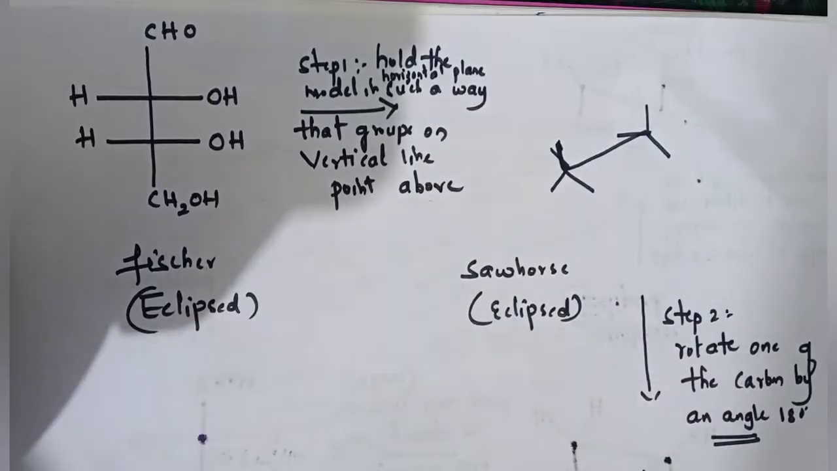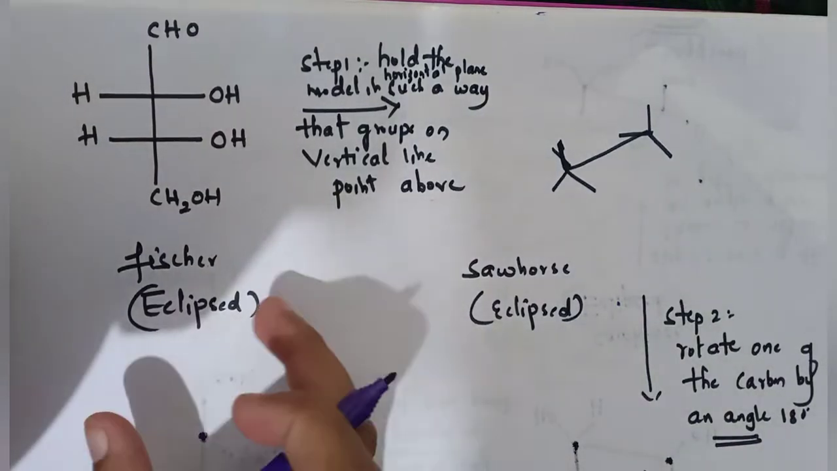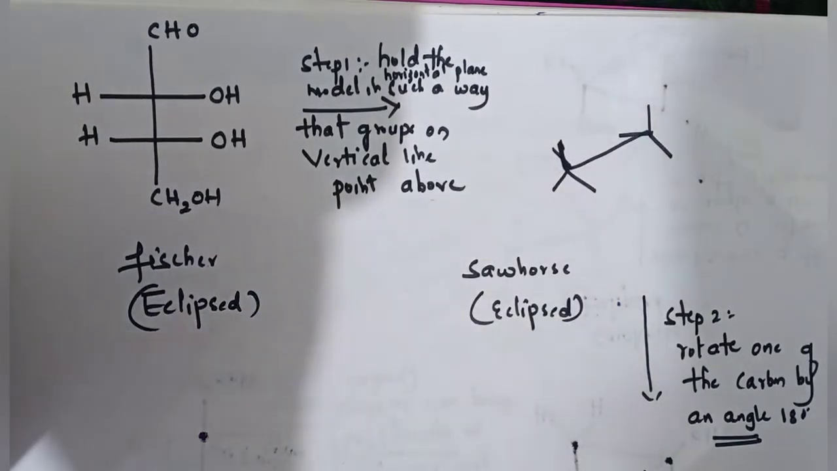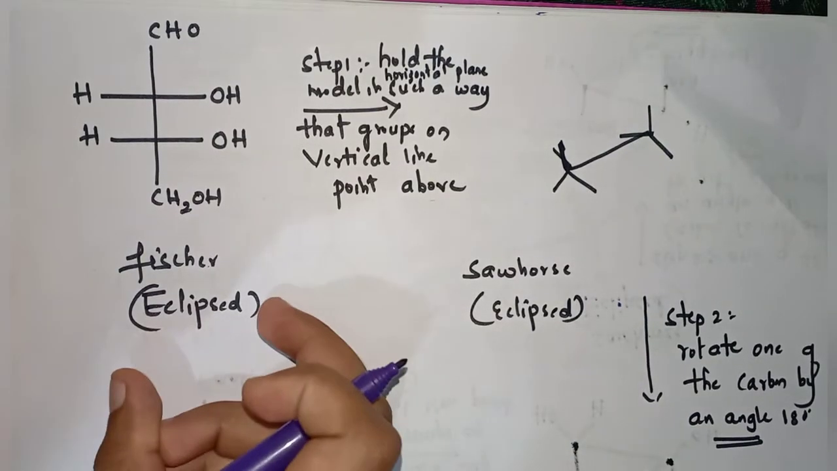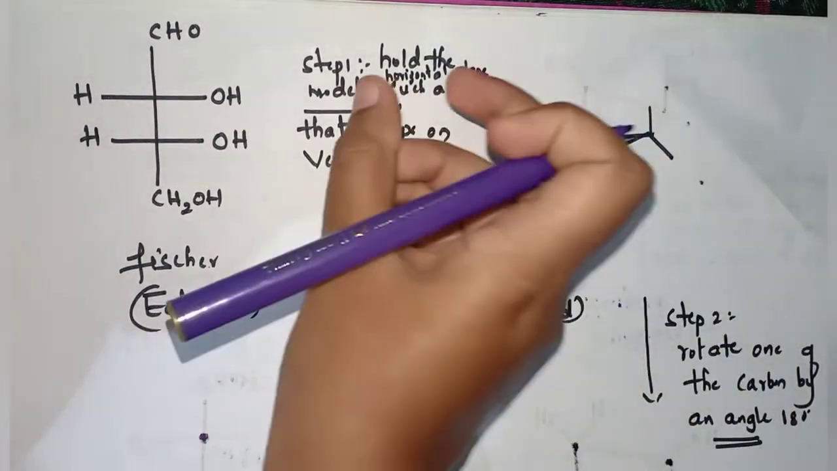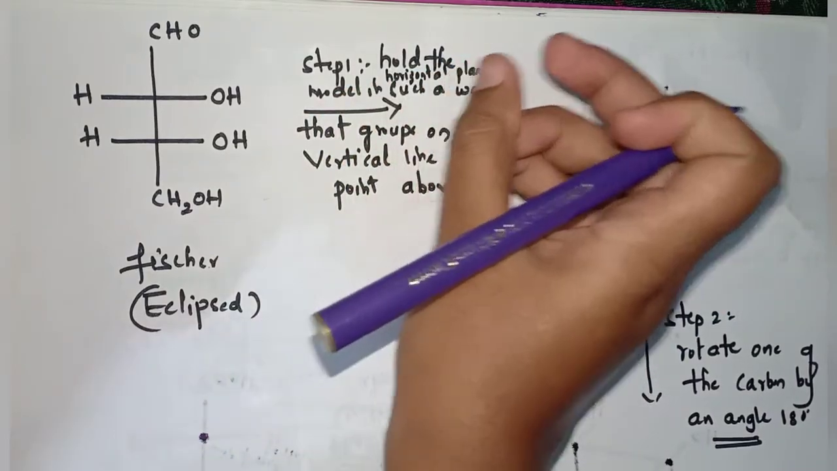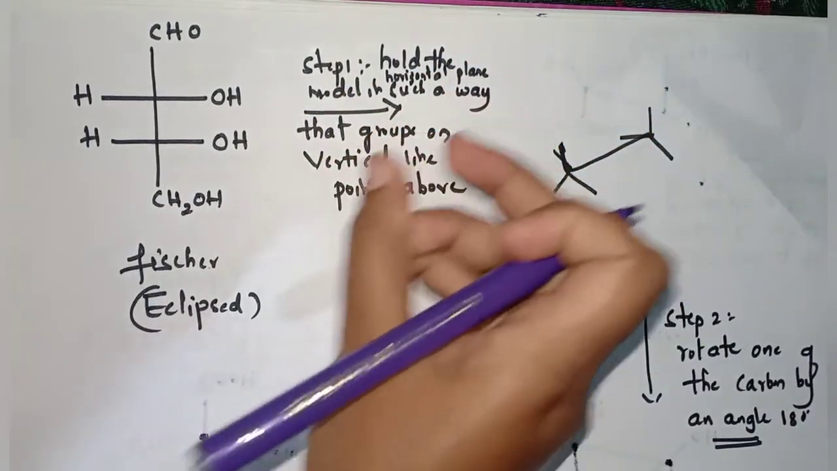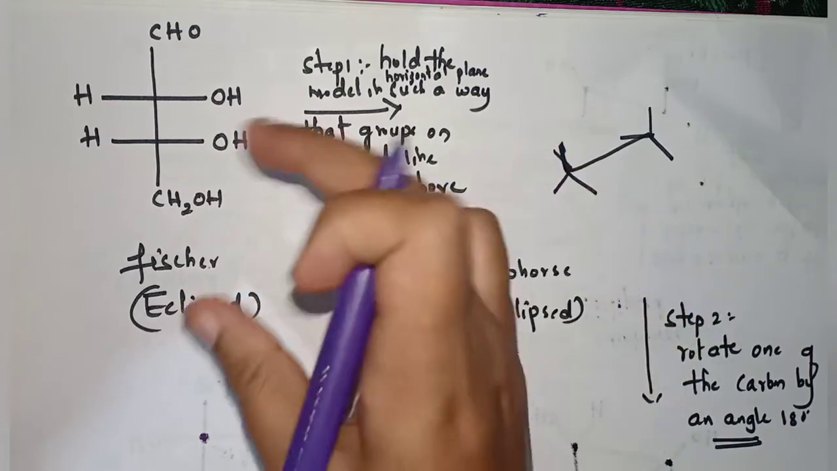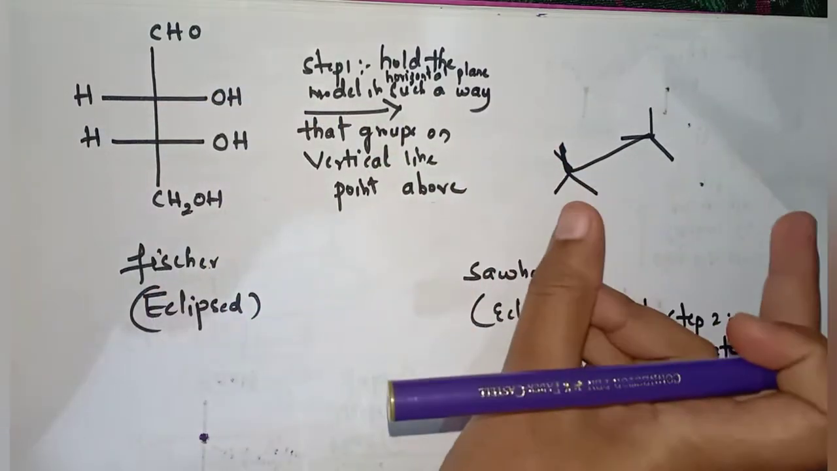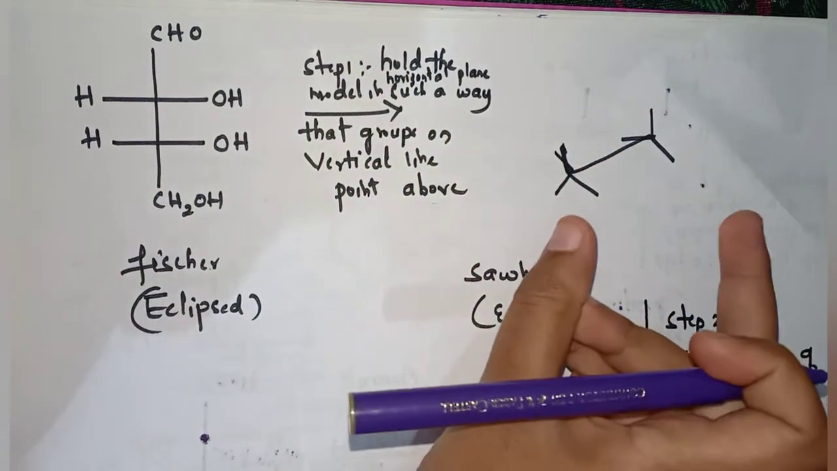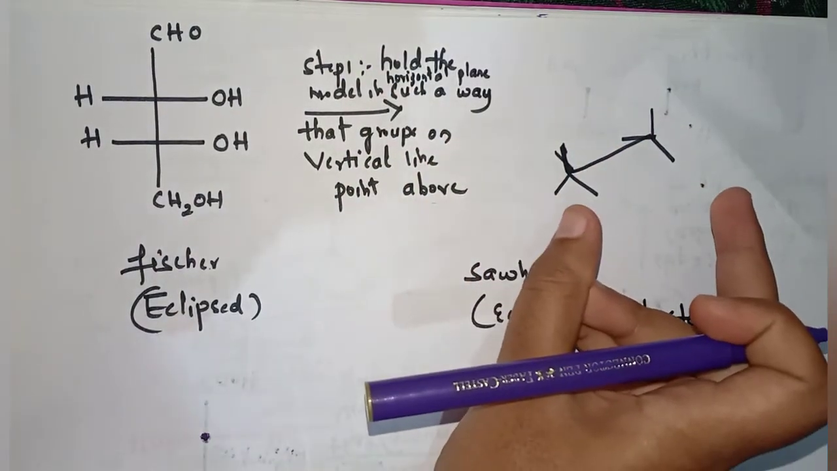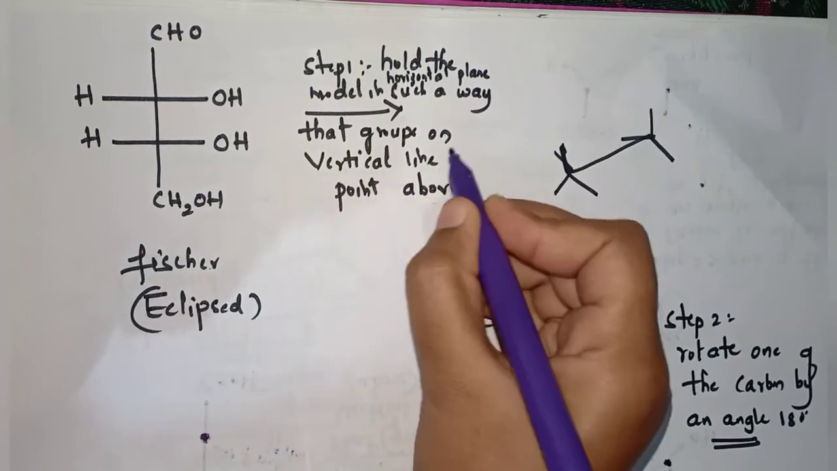Here let's take another example where Fischer is converted into Sawhorse projection. First of all, we are converting this Fischer eclipsed into Sawhorse eclipsed. We are holding the model in a horizontal plane in such a way that groups on the vertical line point above. So we are holding the model in a horizontal plane like this. So it is the vertical position.